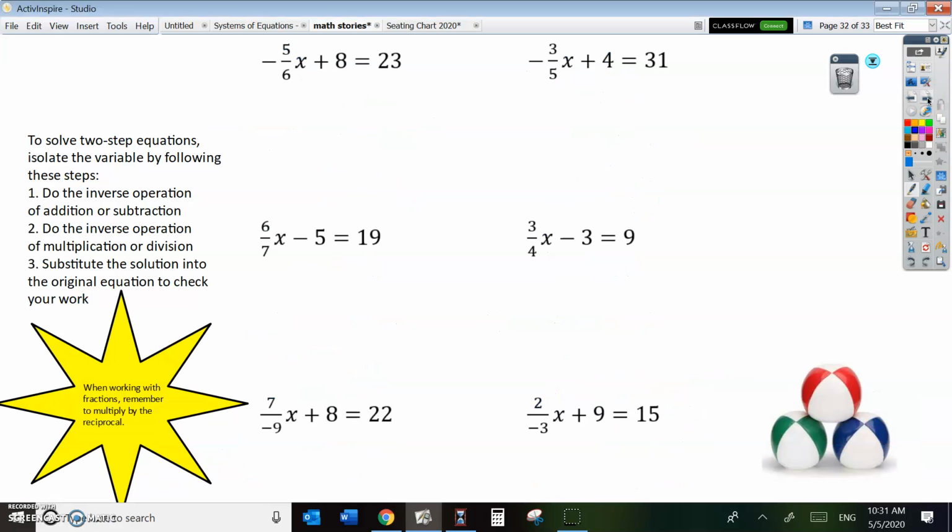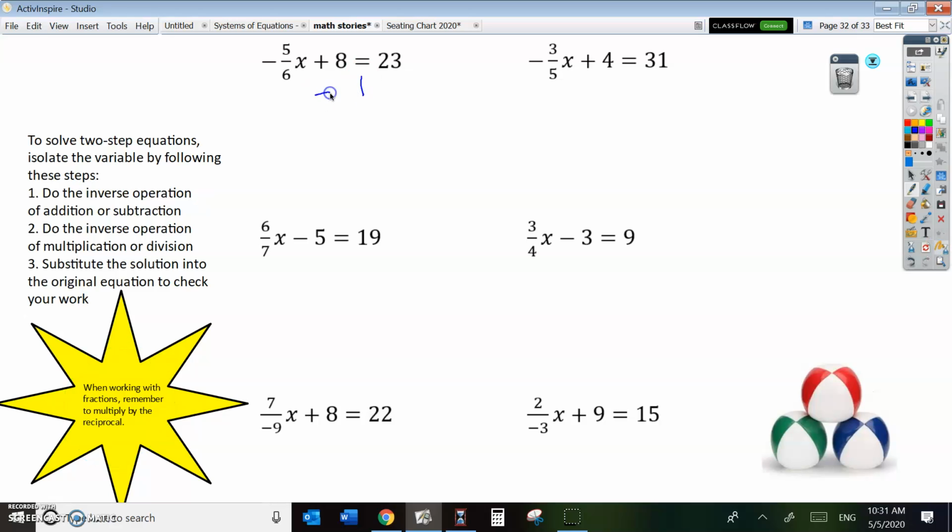Here are your next problems, last problems of this assignment. So when you're solving two-step equations and there's a fraction in them, undo addition and subtraction first, and then remember, when you are working with fractions, remember to multiply by their reciprocal.